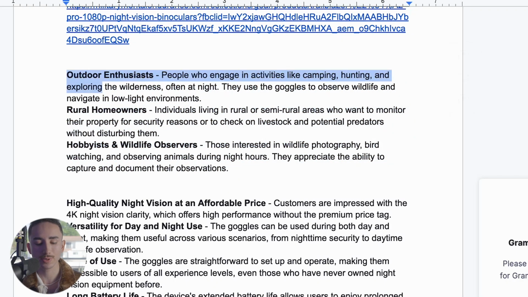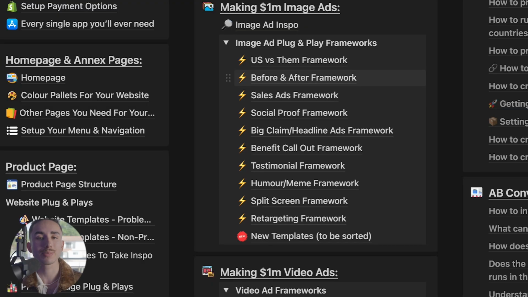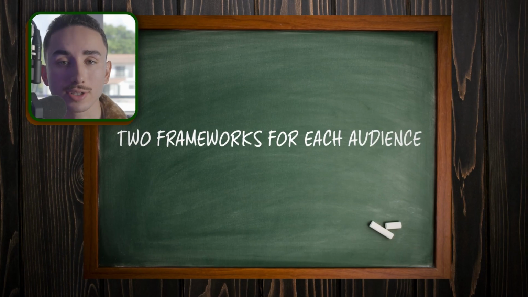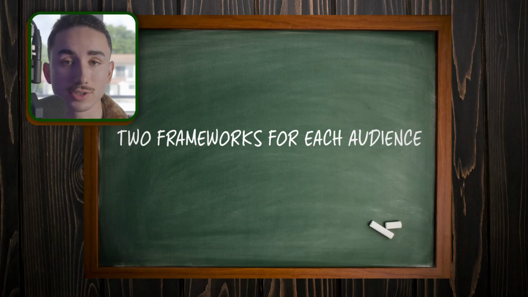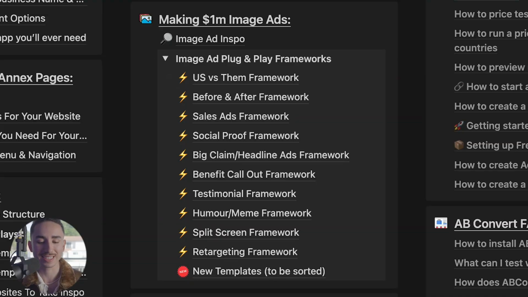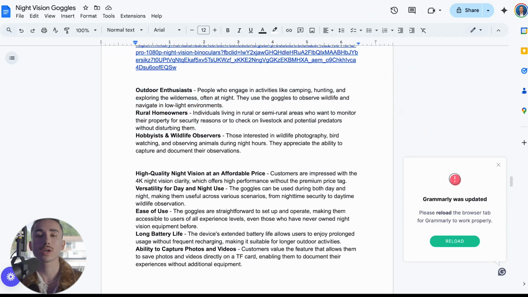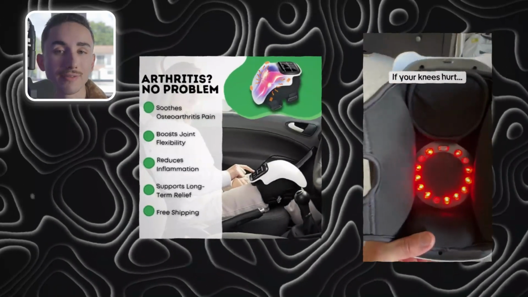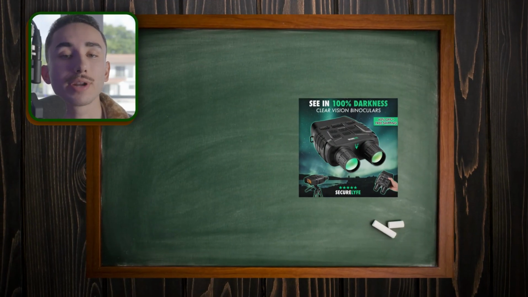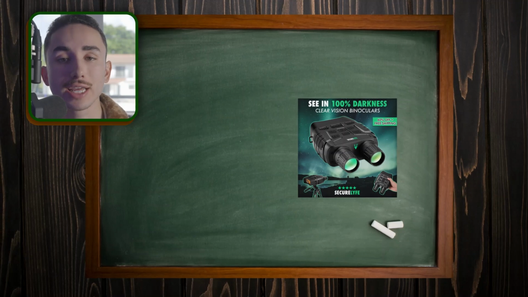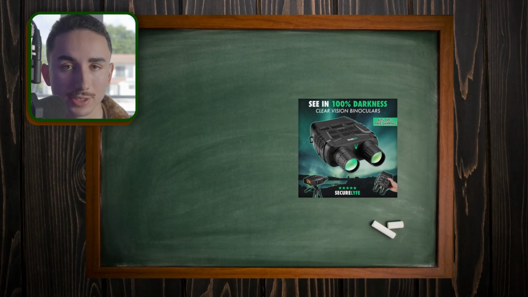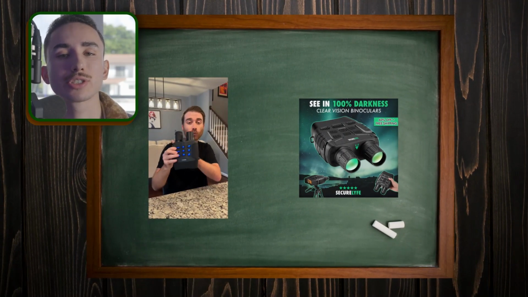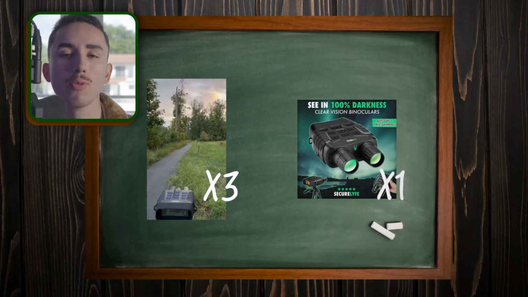So for this product, these are the three biggest audiences, but typically when I sell any product, I choose the two biggest ones, and then I go to my plug and play frameworks to pick out two frameworks to speak to each one of those audiences. So I'll have two frameworks for, in this case, the outdoor enthusiasts, and then two frameworks that speak directly to the rural homeowners. And I recommend doing both image and video. So typically I like to do more images nowadays because it's more efficient and you still will get amazing performance no matter what product you're selling.